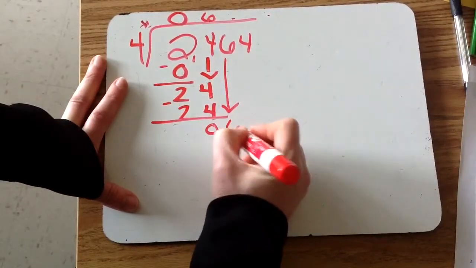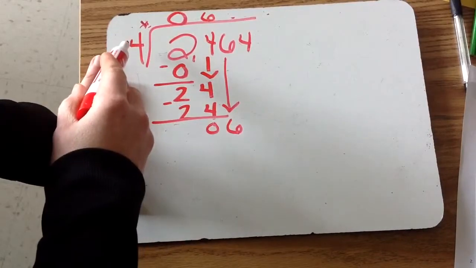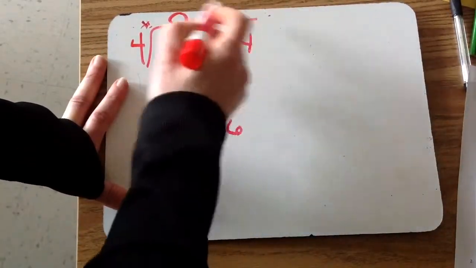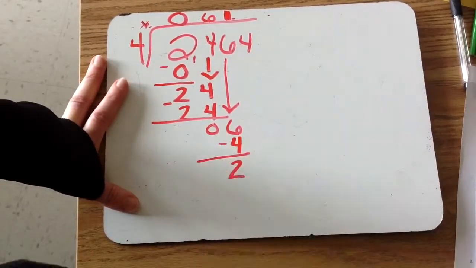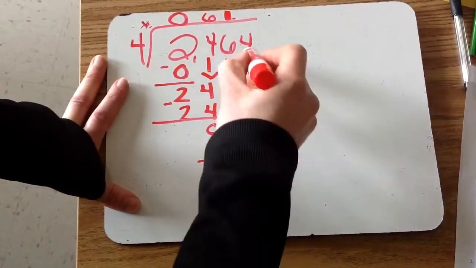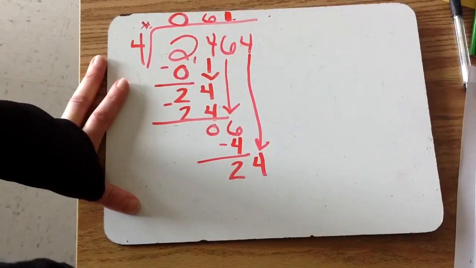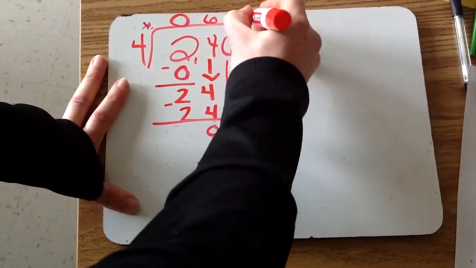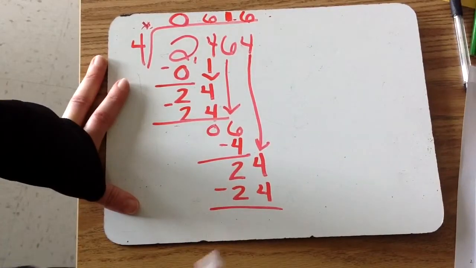Bring down the 6. I have 6 tens going into 4 groups. How many tens times 4 can I get? Only 1. 1 times 4 is 4. I subtract it, I have 2 tens left. Unbundle, and I have 20 ones plus the 4 I already had. 24 ones. We already did 24, so we know it is 6. 6 times 4 is 24.